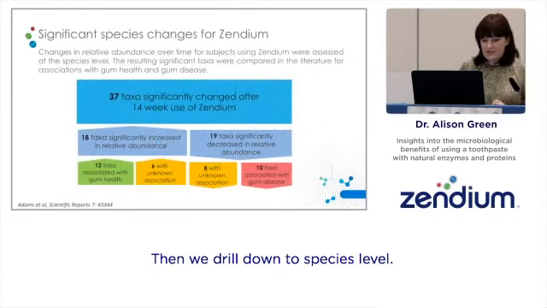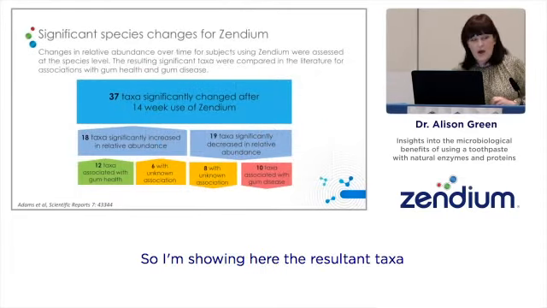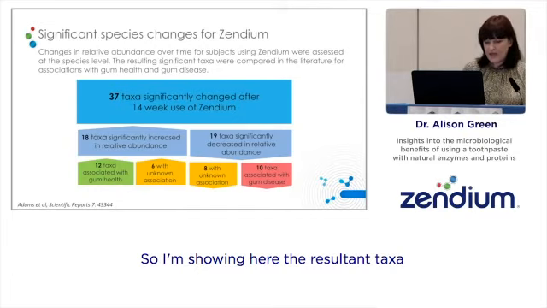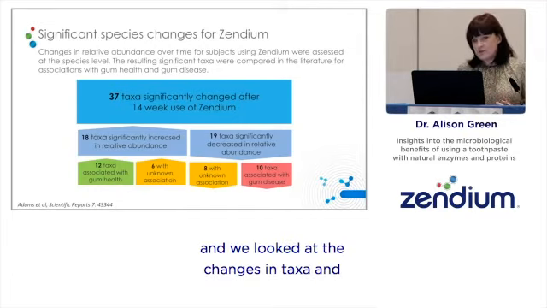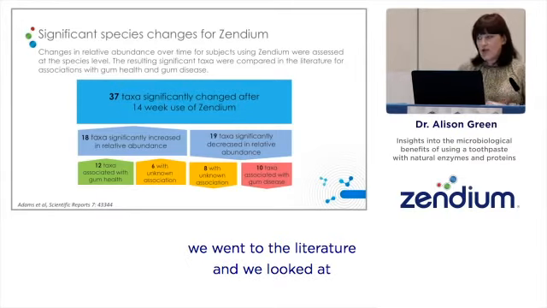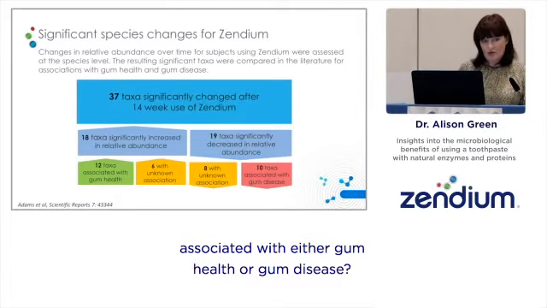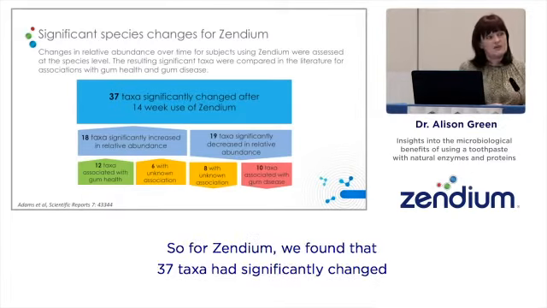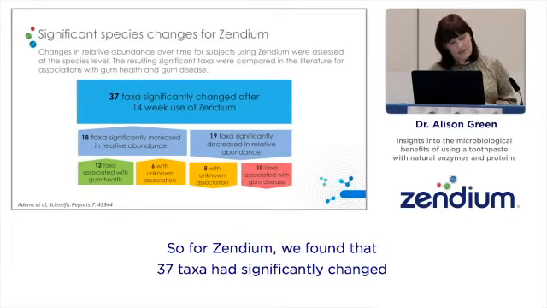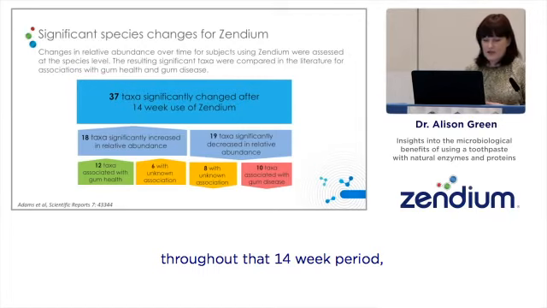Then we drill down to species level. So I'm showing here the resultant taxa, and we looked at the changes in taxa, and we went to the literature and we looked at were the changes in the species and the taxa we saw associated with either gum health or gum disease. So for Zendium, we found that 37 taxa significantly changed throughout that 14-week period.